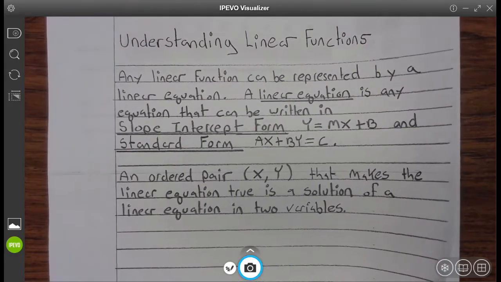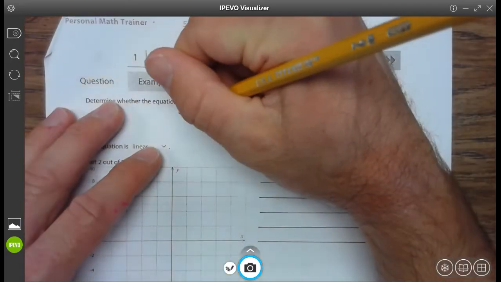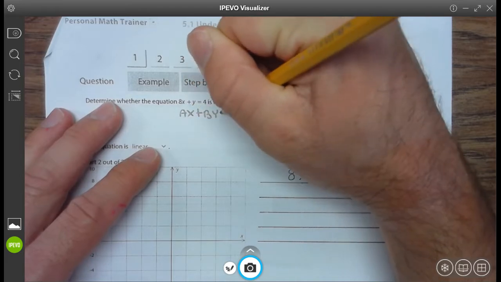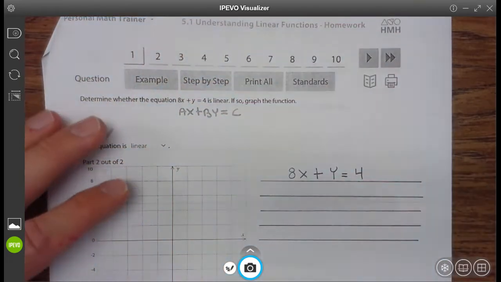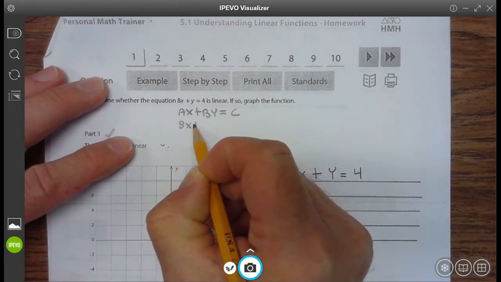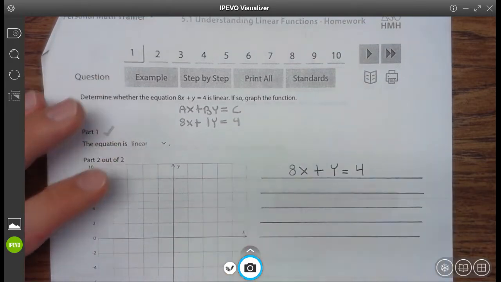All right, let's take a look at the first example. All right, example 1. Determine whether the equation 8x plus y equals 4 is linear. If so, graph the function. The equation is linear because it's in standard form. It's in the form ax plus by equals c, where a is 8, so that's 8x, plus b is 1, 1y, equals c is 4.